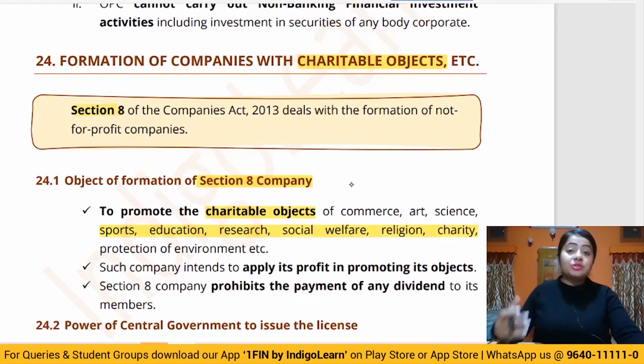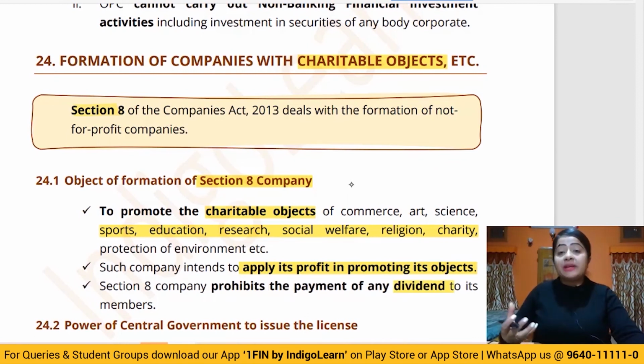Right? Now, their aim is not to create more and more profit, okay? But their aim is to promote some sort of charitable purpose, okay? So that is the reason why this section says that whenever such companies are created, they will have to apply all of its profit back into its objects. They cannot distribute any dividend.